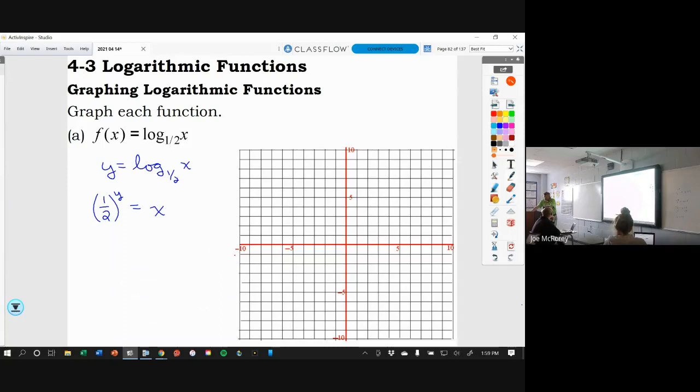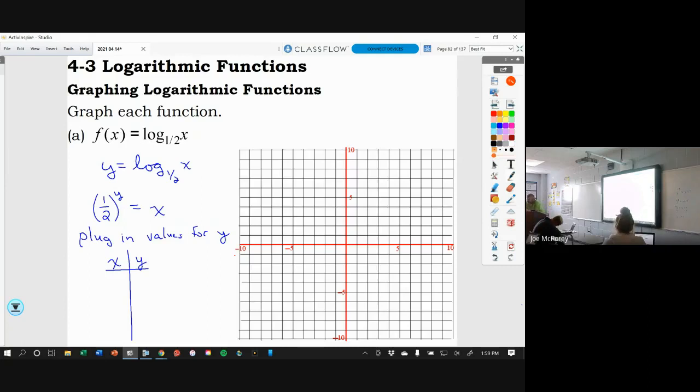When you're graphing logarithms, we're not going to solve for y, because when you solve for y, you've got this mess again. So when you're graphing logarithms, you're going to put it back to exponential form, solve for x, and plug in values for y. We are solving for x, but we're plugging in values for y.